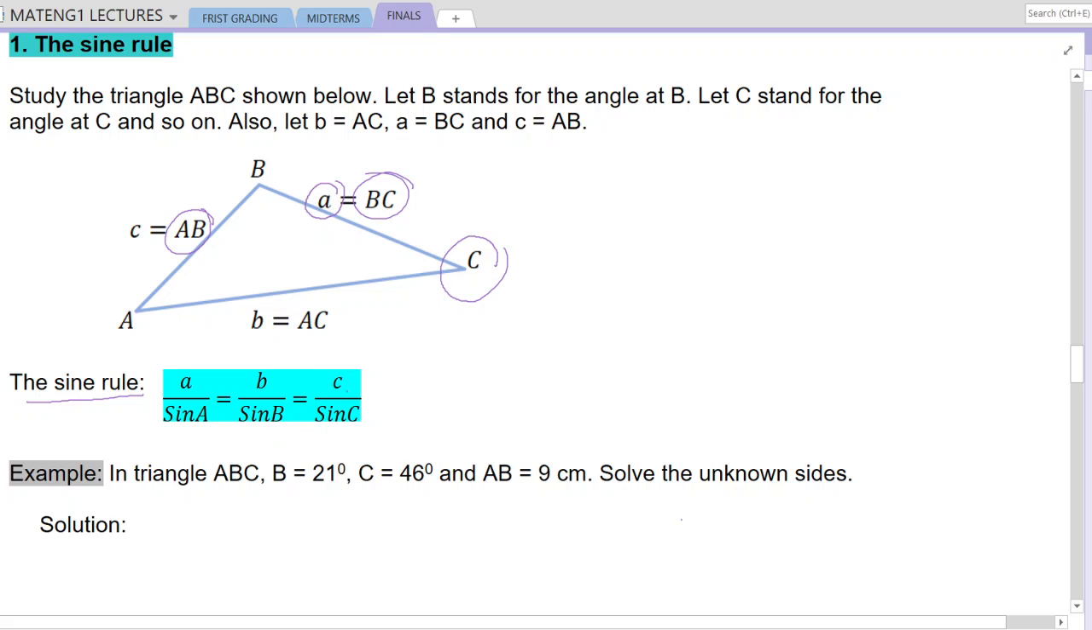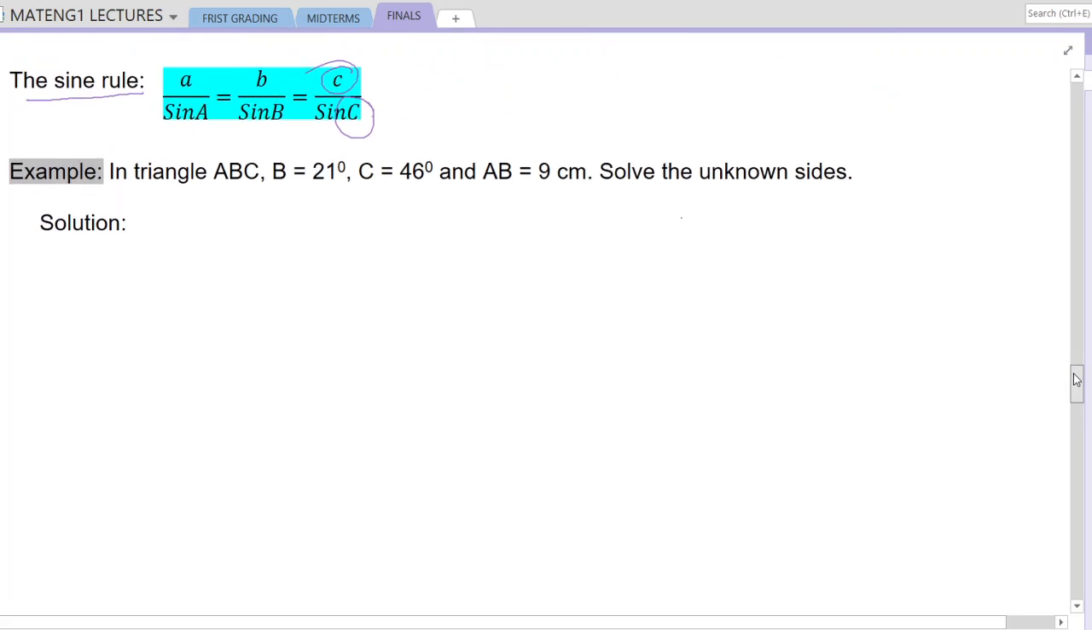Okay, and then C there corresponds to the angle of its opposite. Okay, so that is c over sine C also. Okay, so having that one, we have here an example. In triangle ABC, B is equal to 21 degrees, C is equal to 46 degrees, and AB is equal to 9 centimeters. Solve the unknown sides.